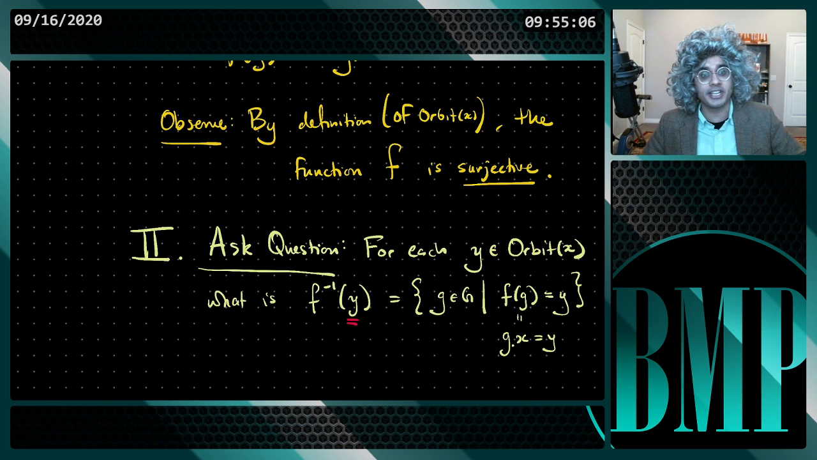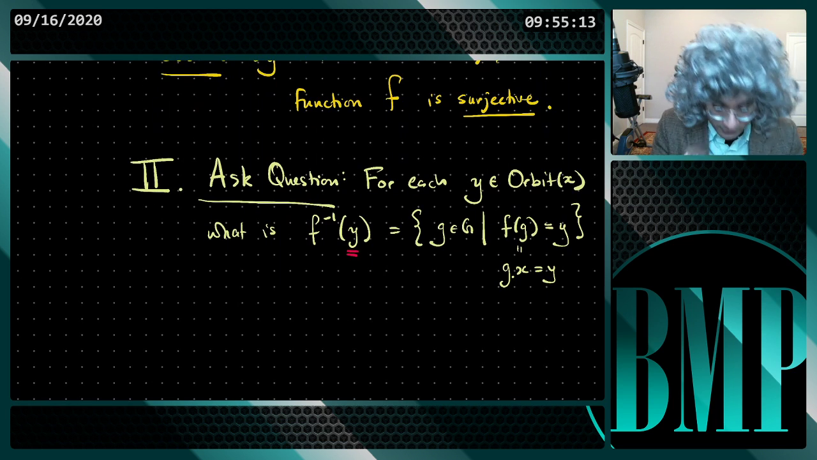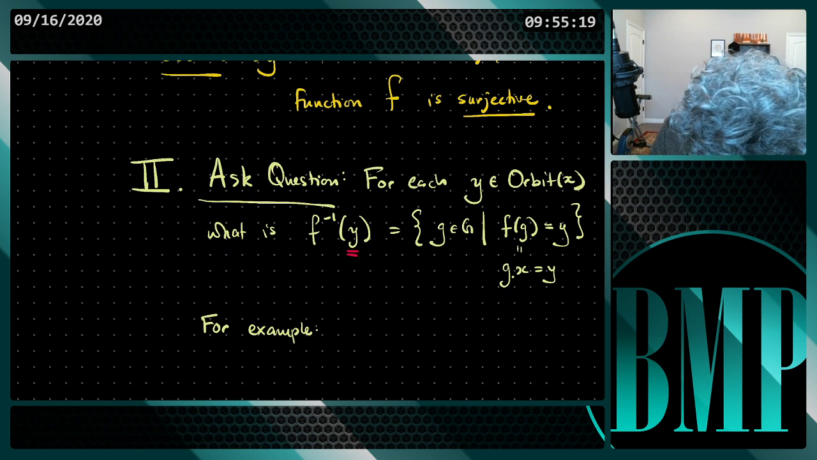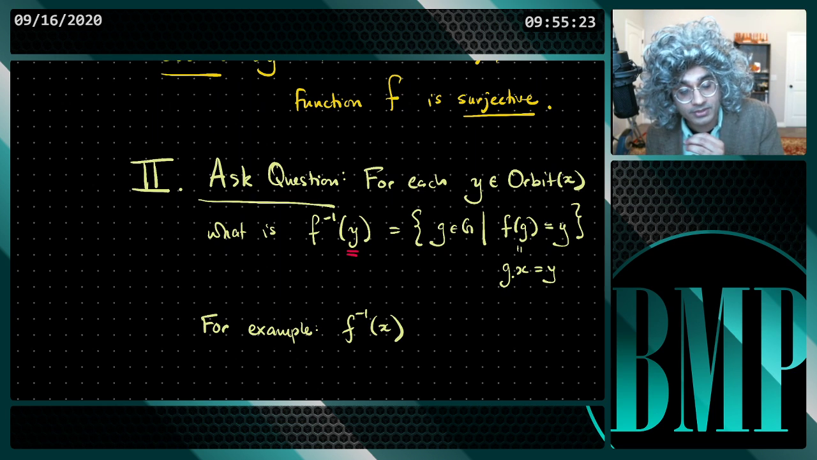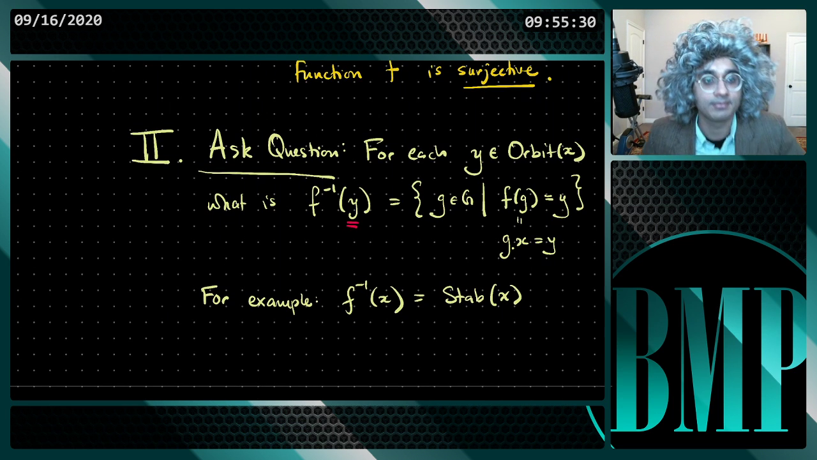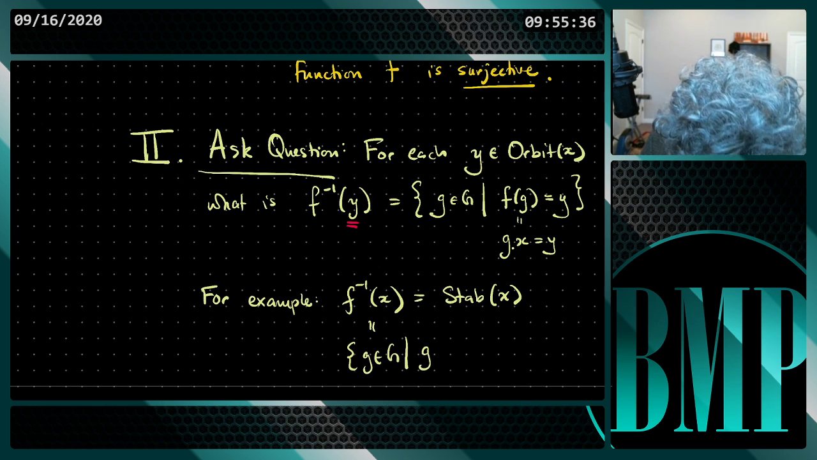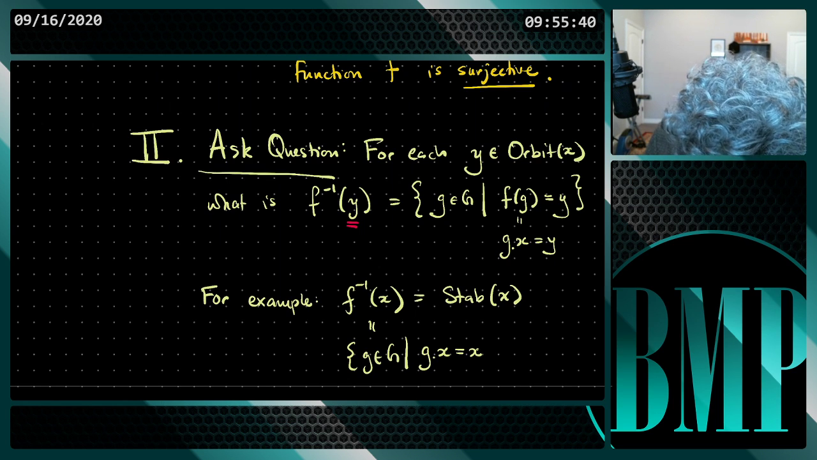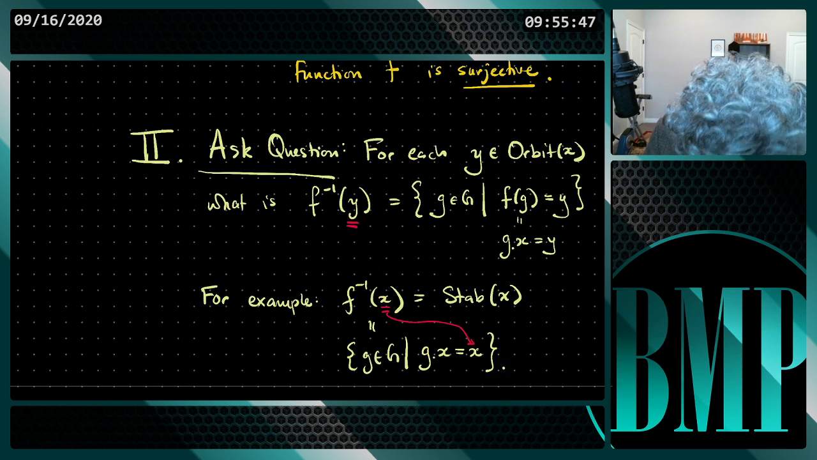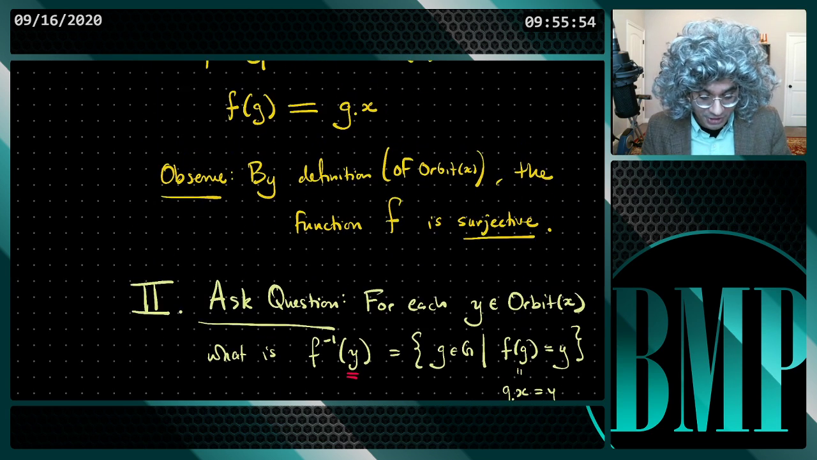So what is the preimage of a particular point in the orbit? It's this set right here. My pen went flying. So in particular, for example, the preimage of the point X itself is simply the stabilizer. Because after all, it's the set of G such that G times X is X. All right? So we know one fiber. We know one preimage of this function.